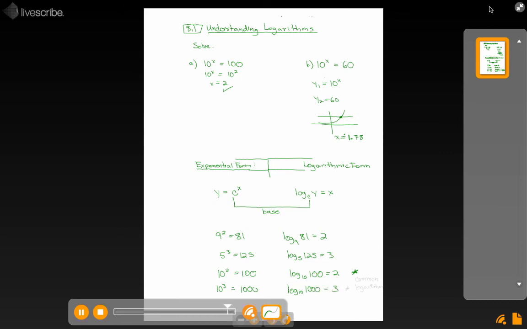And these last two are what we call the common logarithm, and we will see base 10 more often than we see any of the other bases.